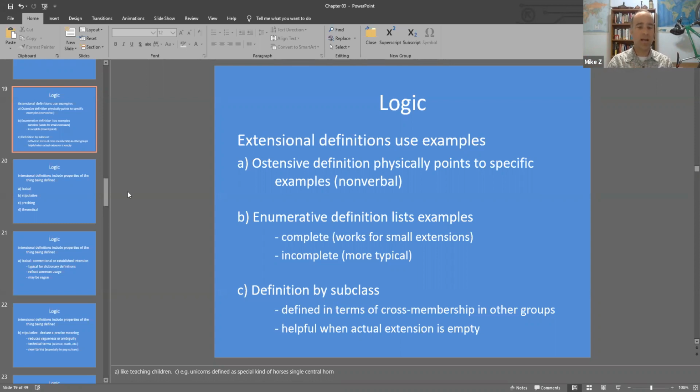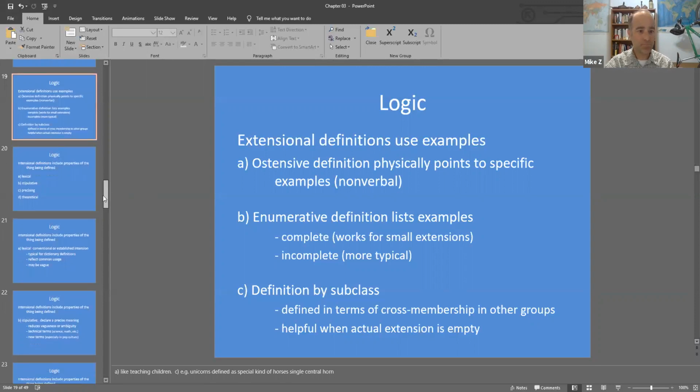So how would you define a unicorn? How would you give an extensional definition of a unicorn? Well, they're horses, kind of, right? But more than just being horses, they're horses with a special central horn on their head. Maybe they have wings too. I won't really bother saying too much more about that because it's not that common of a definition style.